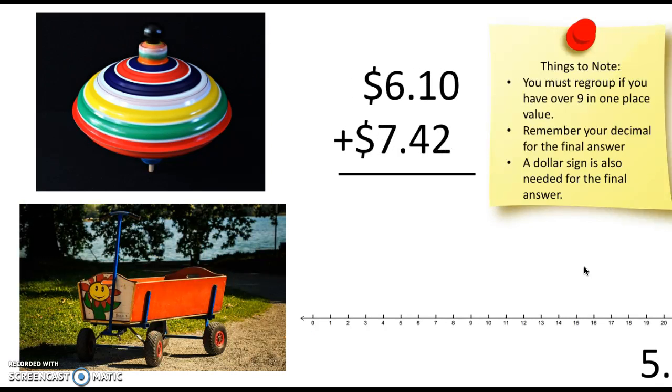Lastly, we have a wagon and a top. The top is $6.10 and the wagon is $7.42. So we will continue to use our number line if needed. You can also remember that when we need to regroup, this includes when we are over the number 9, when we have added, we will go to the next place value. All right, finish those up and we will see how you did.